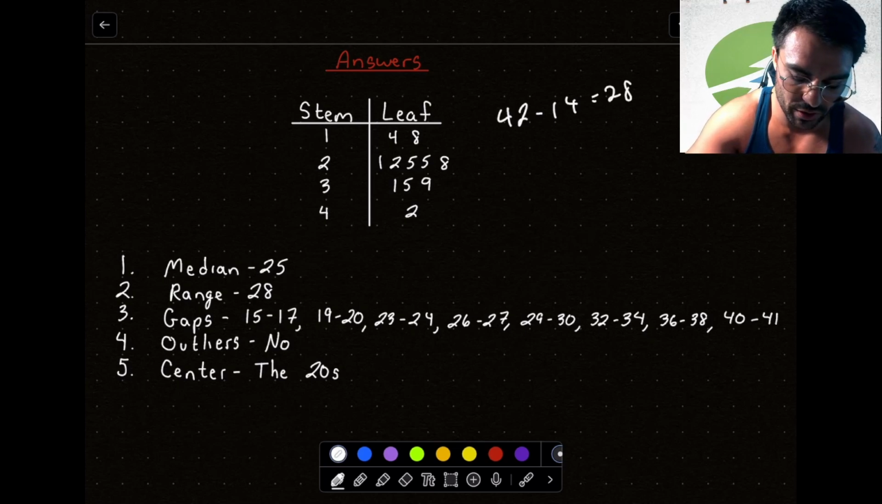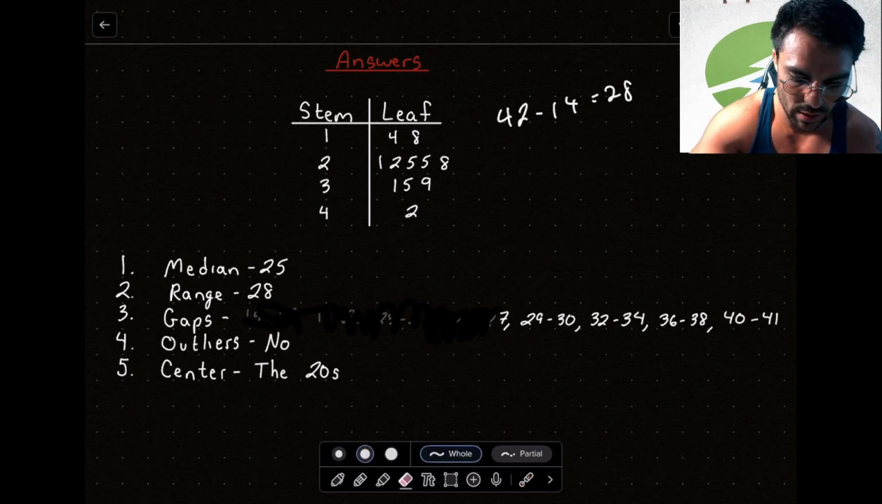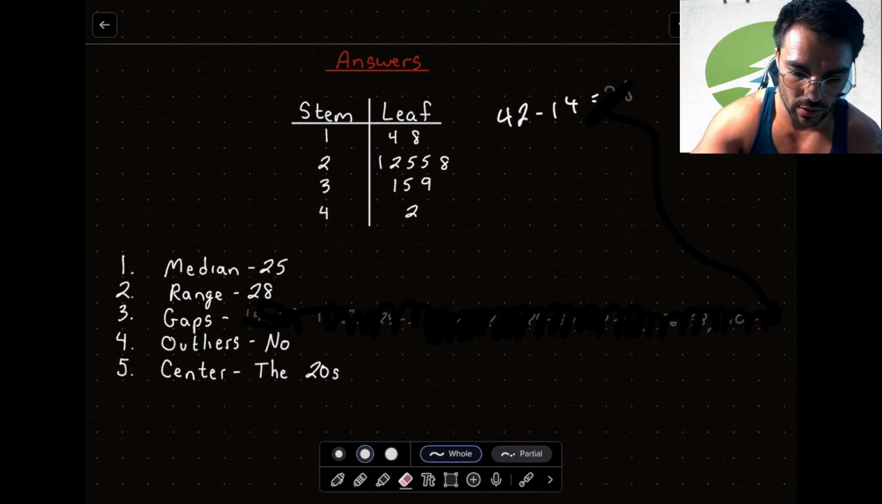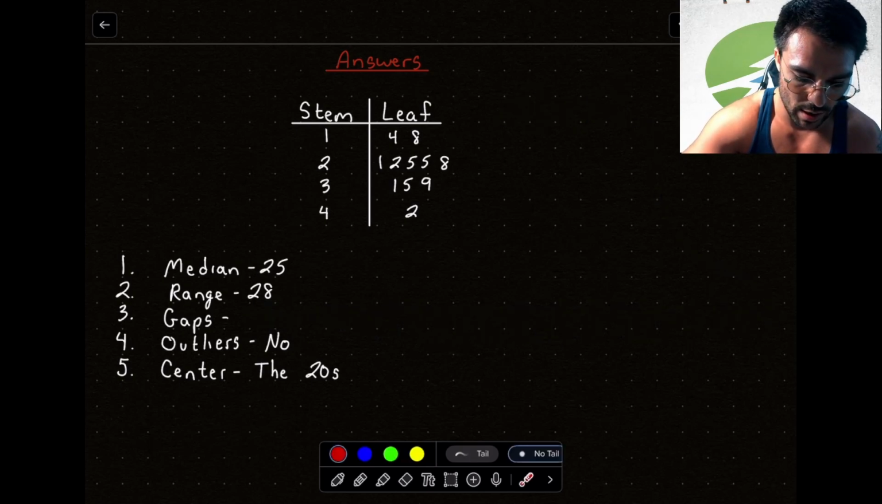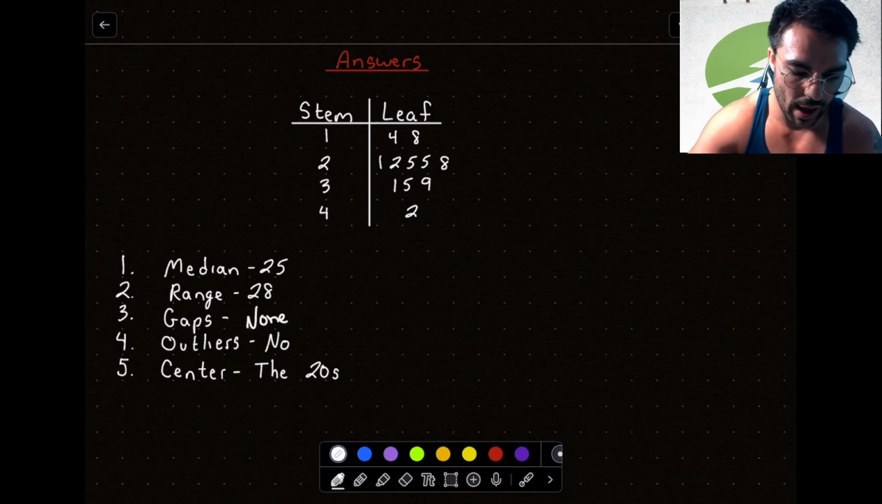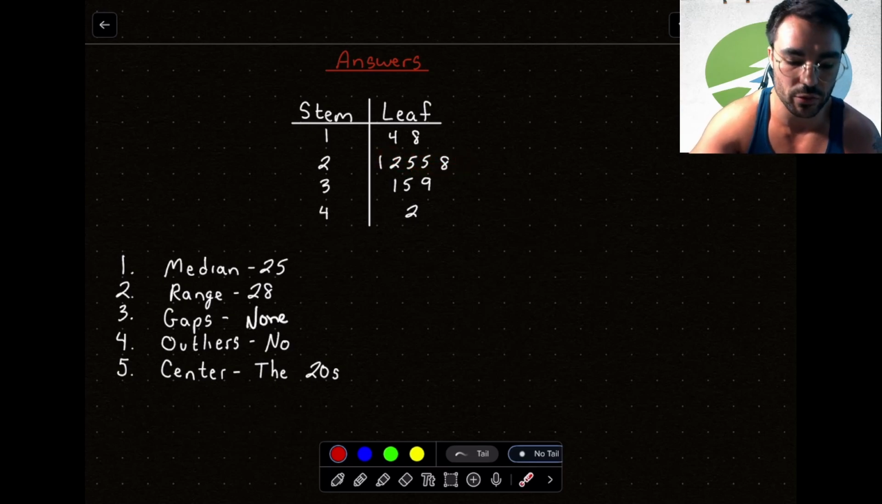Gaps, I listed all these out, but truthfully, I'm wrong here. Because there is no breaks here, we should have no gaps. So actually, I'm going to fix this. Let's erase all this, and erase this. And gaps, again, we have none. Okay. Outliers, likewise, no outliers. And the center appears to be in the 20s because we have all these values here in the 20s.